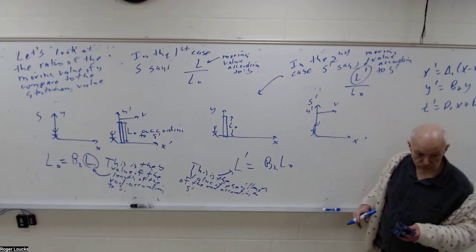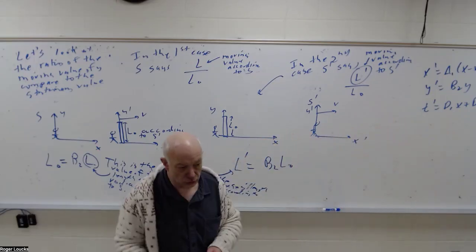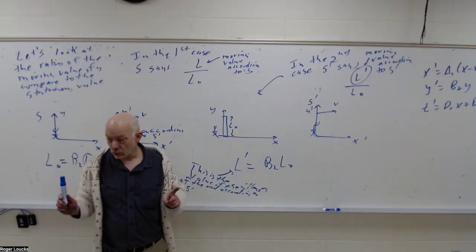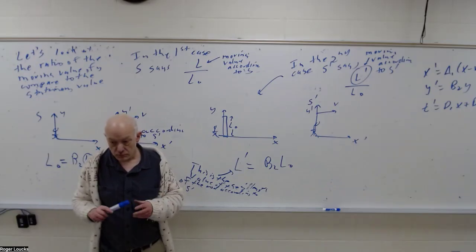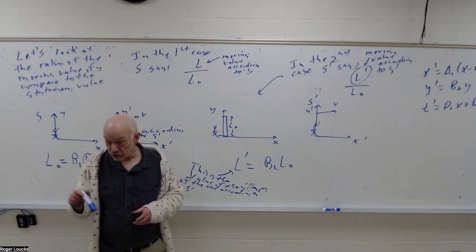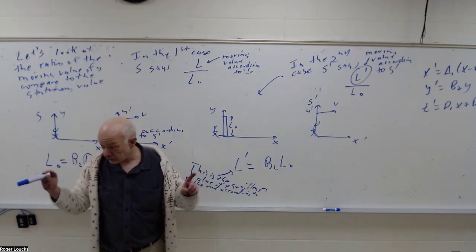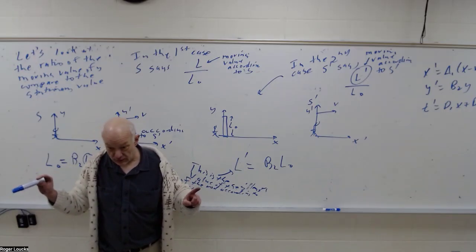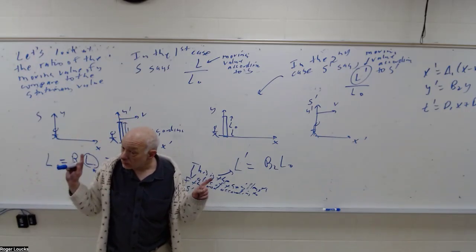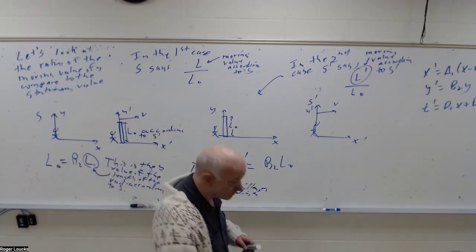Okay. Now, what do those ratios have to be? How do they have to compare to each other and why? Tell me why they have to be the same. What would happen if they were different? You could do an experiment to determine who's moving. And you can't do an experiment to determine who's moving, right? The second postulate of relativity. It's impossible to do an experiment to determine which one's moving. If they're different, you can then do an experiment. So they have to be the same.